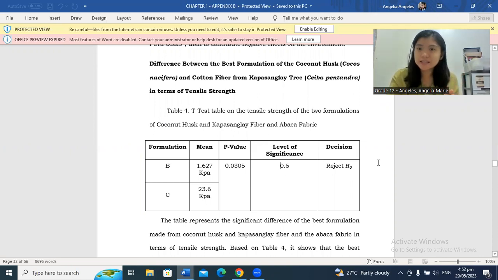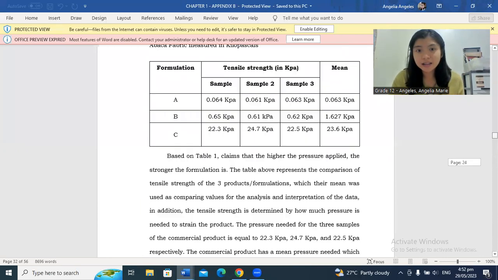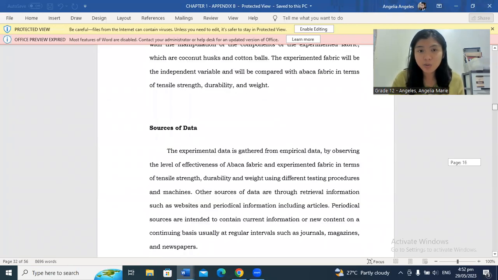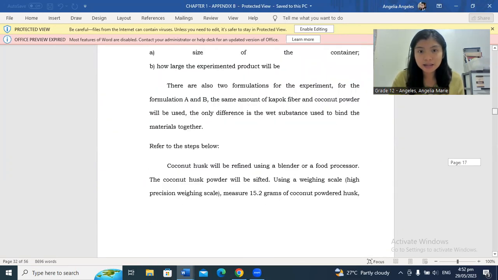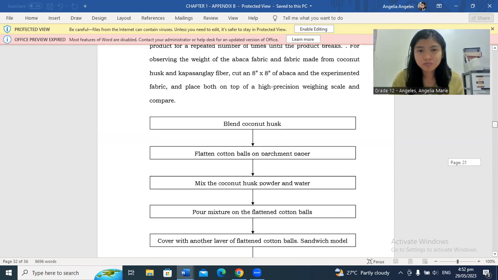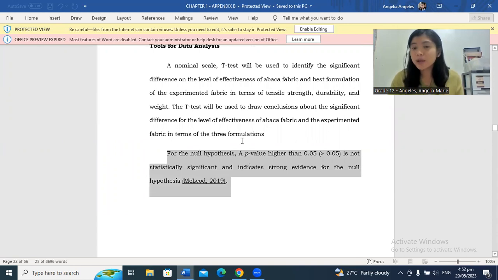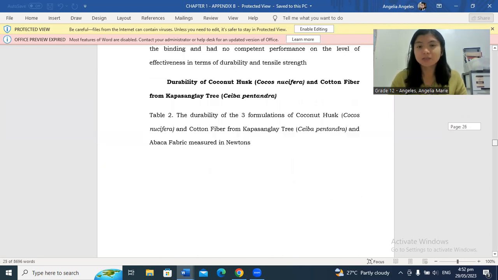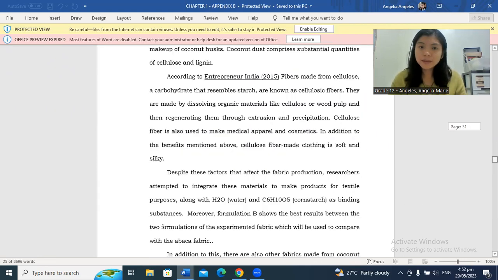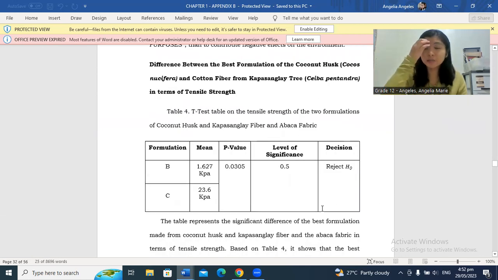Ang level of significance is yung nandoon sa hypothesis natin. Okay, so we'll see here. Tignan natin. Ito. For the null hypothesis, remember this statement: a p-value higher than 0.05 is not statistically significant. So, if it is higher than 0.05, it is not statistically significant. So, ibig sabihin, the level of significance here is 0.05.